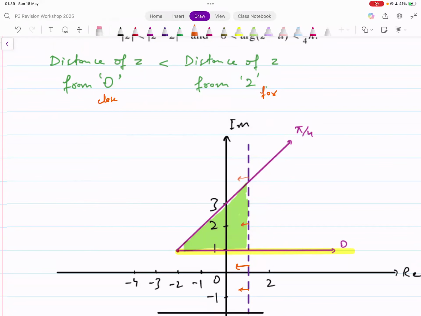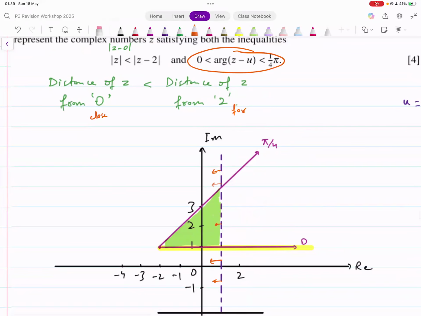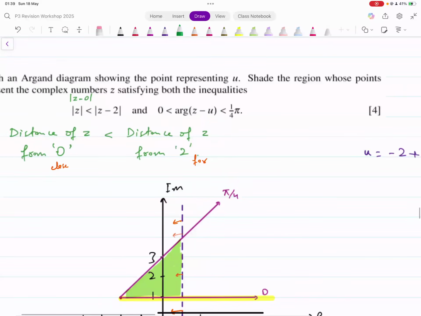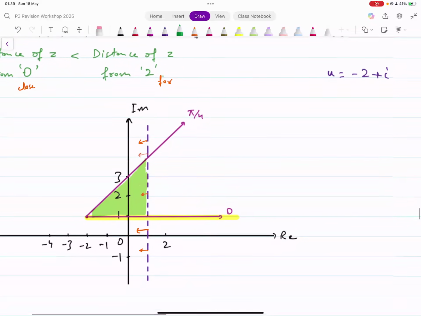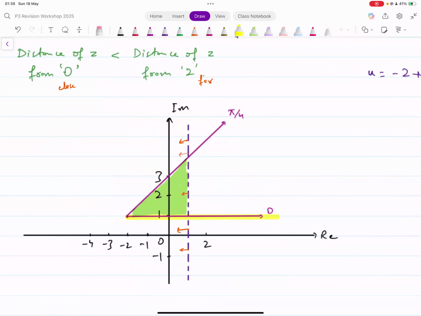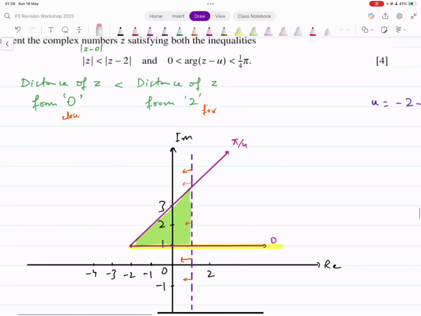But that's not the only condition that you have. You have another condition as well, and that is that the argument of z minus u is between 0 and pi over 4. We are given the complex number u is minus 2 plus i. We can mark that point here. This is the point minus 2 plus i. So argument will be measured from that point. At that point, we could draw a horizontal line and measure the argument from there. One is 0. So we have a line at 0 here like this. And the other is pi over 4.